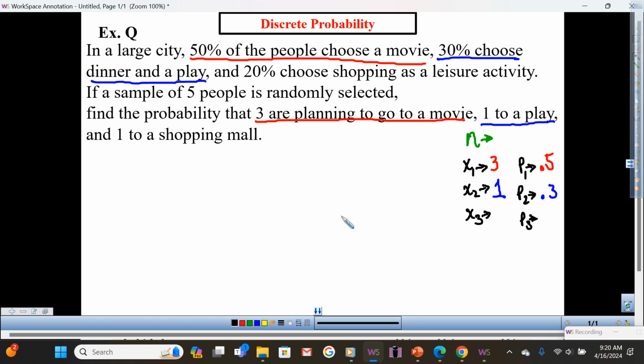And of course, last but not least, 1 to the shopping mall. What are they going to be doing at the shopping mall? It says here 20% choose to go shopping as a leisure activity. So we write that as 1. And what is its probability? Point what? 0.2.